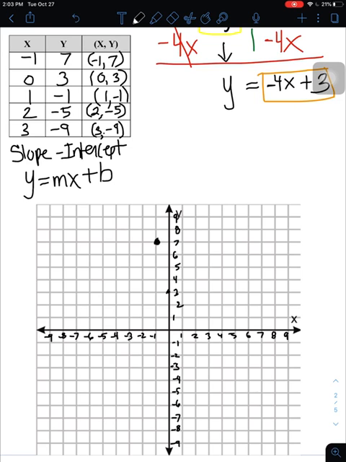Then 0 comma 3, 1 comma negative 1, 2 comma negative 5, 3 comma negative 9. All right, and then I'm going to use my line to connect.